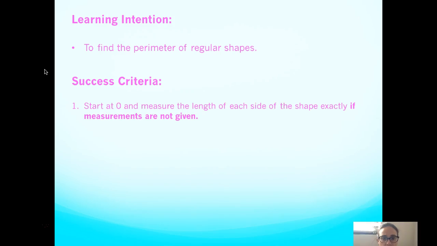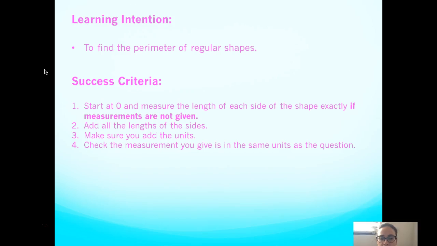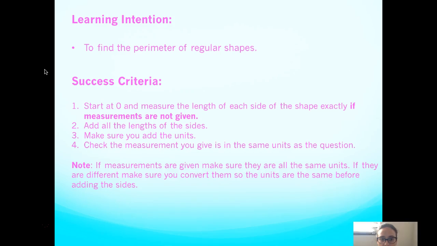To be successful, you need to start at 0 and measure the length of each side of the shape exactly, if the measurements are not given. You need to add all the lengths of the sides. You need to make sure you add the units. You need to check that the measurement you give is in the same units as the question.